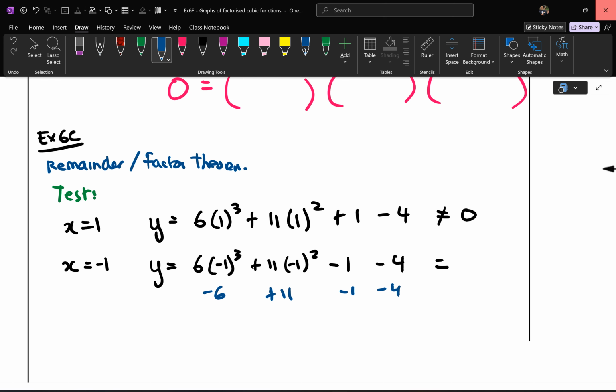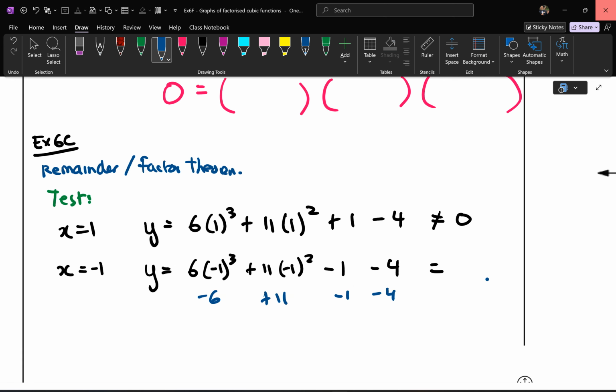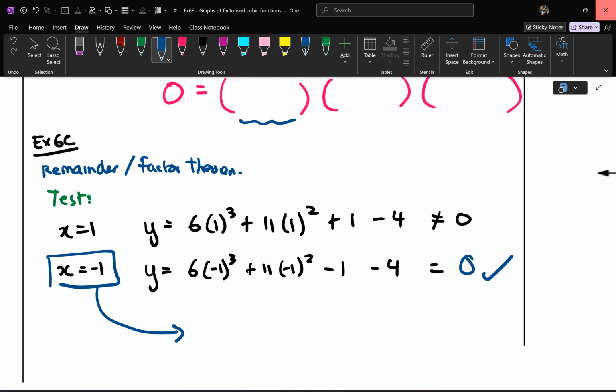Yeah, it does. Okay, so -6 minus 4 is -10. -10 minus 1 is -11. -11 and +11 does give you 0. So that means we now know x equals -1 is the one that makes it 0, but what's the factor? What goes inside the brackets?